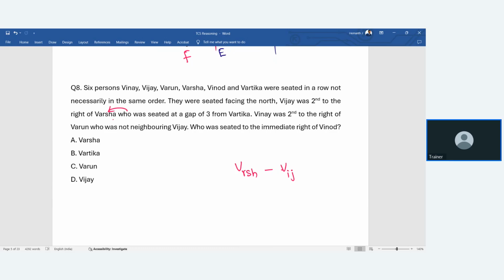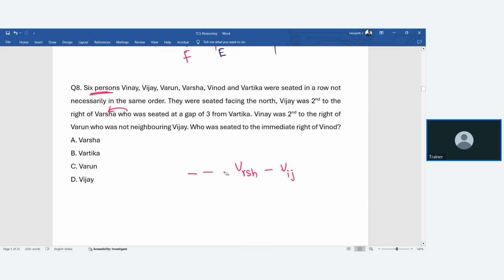Varsha is seated at a gap of 3 from Vartika. So it can be right side or left side. If I go left side, 3 gap, Vartika here, then I need 7 people in total, but in the question only 6 people are available. So going to the left side, Vartika is not fit.